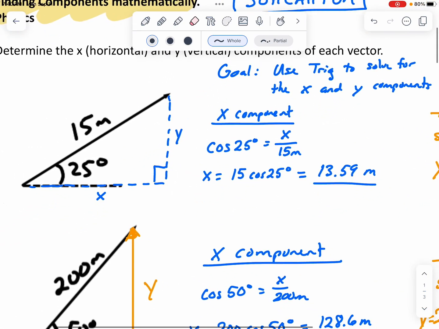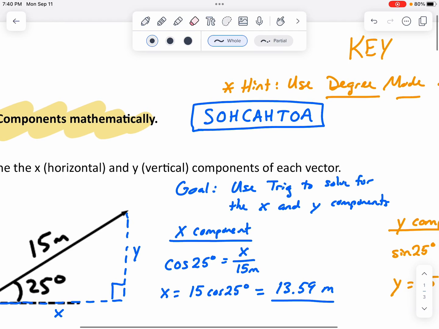I want you to do the same thing on the other ones. Make sure you double check your work with the key provided.